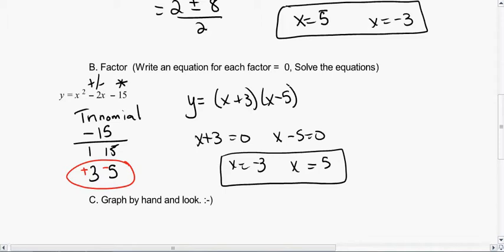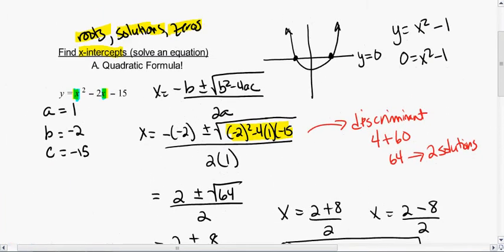So factoring works sometimes, but the quadratic formula always works. And that's why it's something that people spend a lot of time memorizing, programming into their calculator, learning why and where it comes from, because the quadratic formula always works.